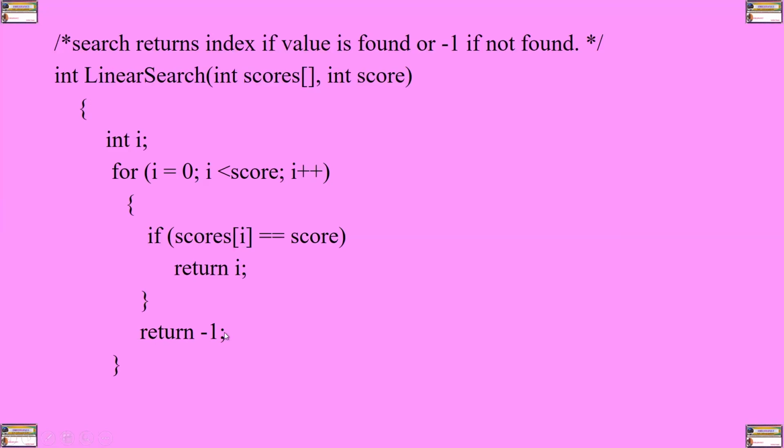Now, my question is this, my dear students and the rest of the learners. At what point will return I be done, and when will -1 be sent to the main function? It will be sent to the main function if, during all this time, the processor does not find any element matching with the score.